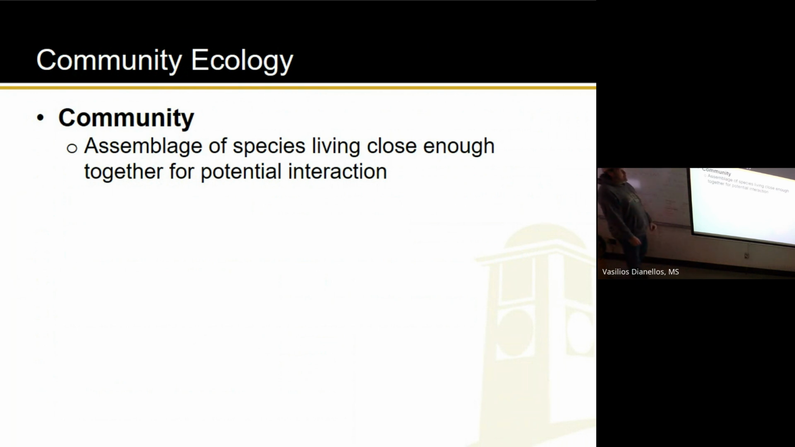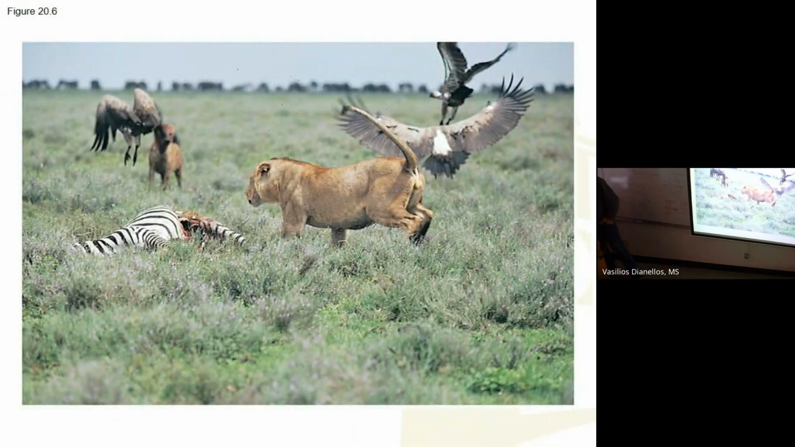So again, a population is just one species, organisms of the same species that are living together and interacting together. The community is a step up from that. It's not just one species and how they interact with each other. It's all the species in an area interacting with each other. This picture is a great example. It's from the old textbook, right? So here you have a lion that has made a kill and is going to eat that zebra. And it's competing against these scavengers, this hyena and these vultures, right? So there's some competition going on there.